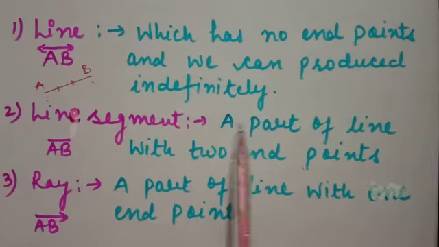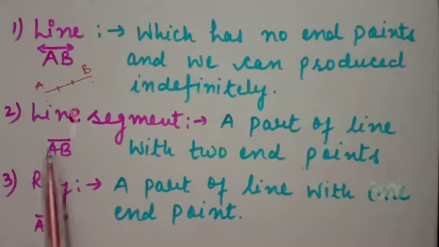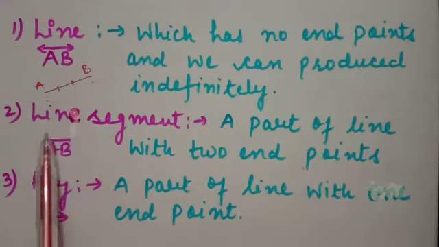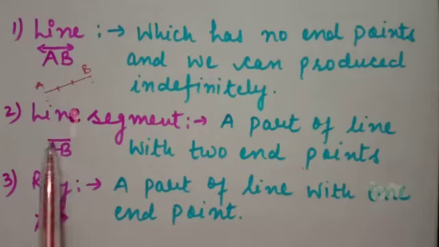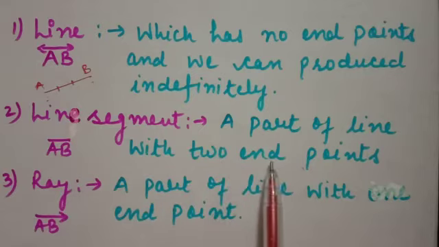Line segment, a part of line with two end points. That's why we do not put the mark here like this, because end points are there and we cannot produce this line further. So students, line segment is a part of line which has two end points.